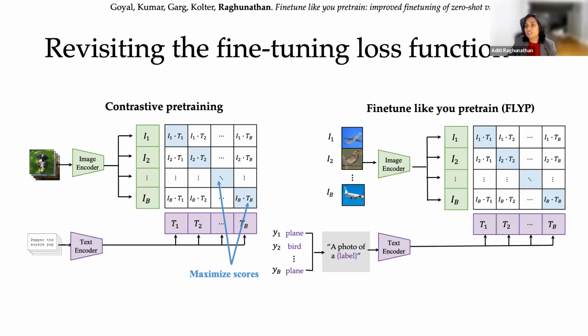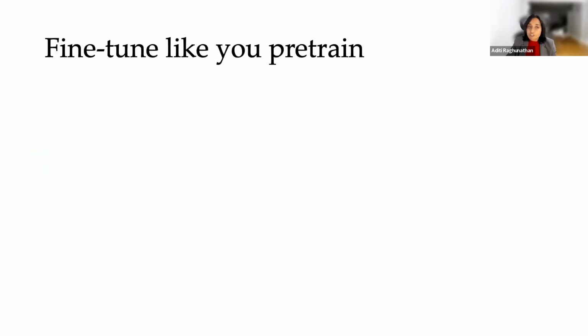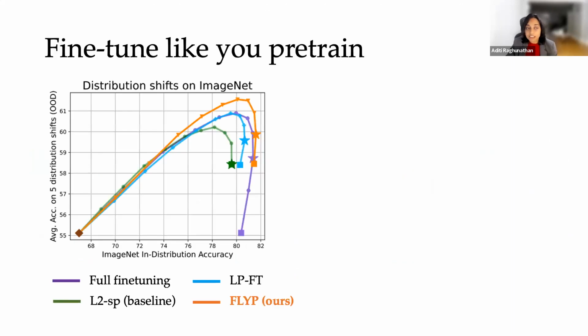So this is what we call fine-tune like you pre-train, or the FLYP loss. And we find interesting performance gains from this simple change to just the loss function. So in this plot, what we're showing here is the entire trade-off curve between in and out of distribution on ImageNet. The way we get these curves is by ensembling with the zero-shot model. If you can see, the zero-shot model is this diamond on the bottom left here.